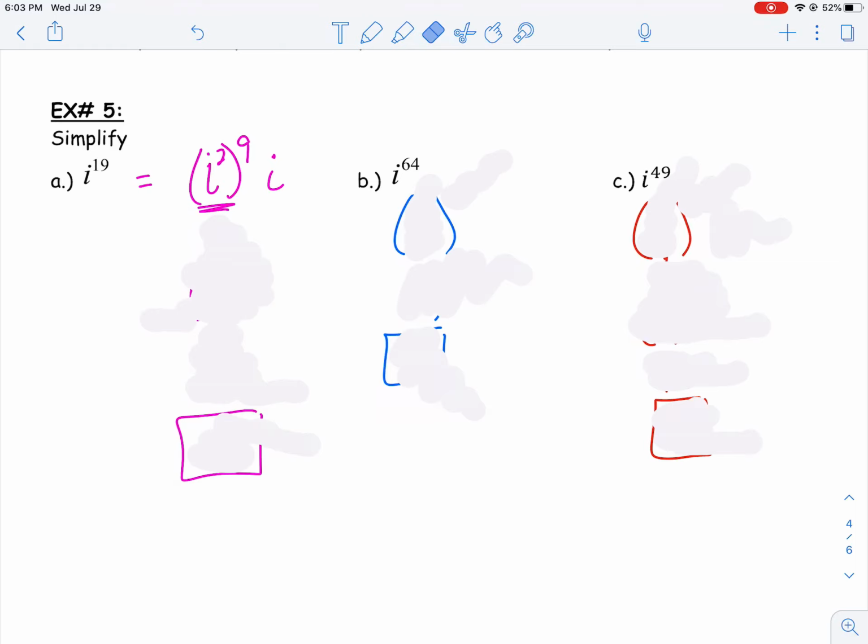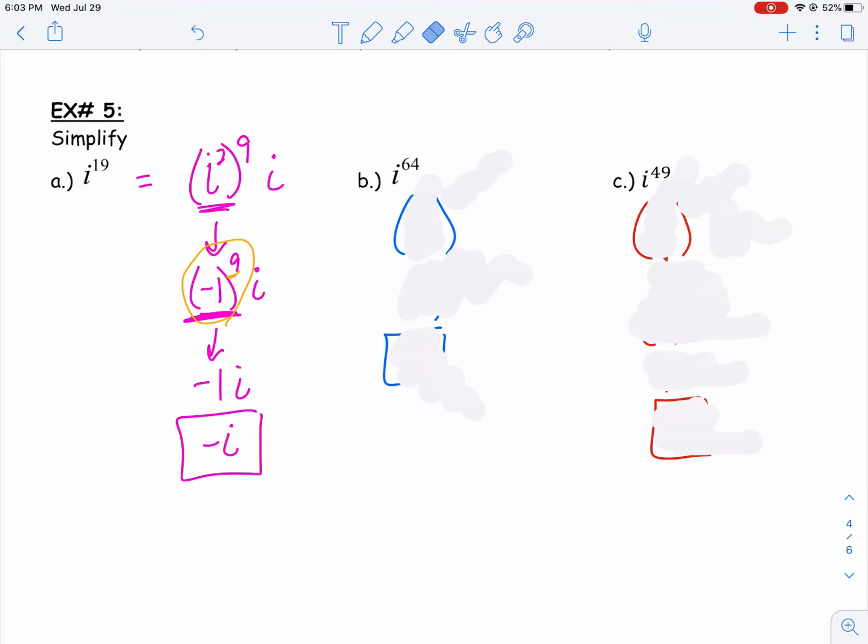And then if we know that i squared is the same thing as -1, well then can I really say that I have -1 to the 9th power times i? So now we can figure out what -1 times -1 times -1 nine times is. Well, if I have -1 and I'm multiplying it an odd number of times, 9 times, then I know my answer is going to be -1. So then I really have -1 times i, or I can say just -i. So i to the 19th is the same thing as -i.